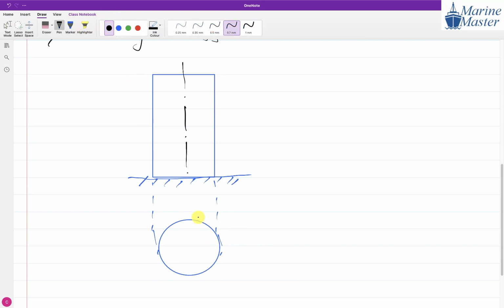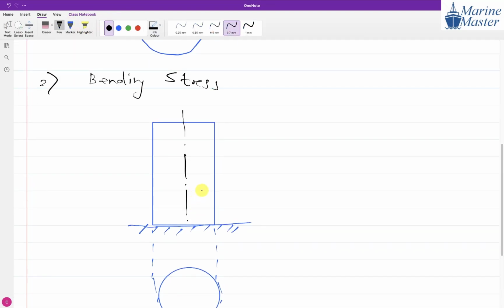And on this cross section, in case of bending, how is the load going to act?